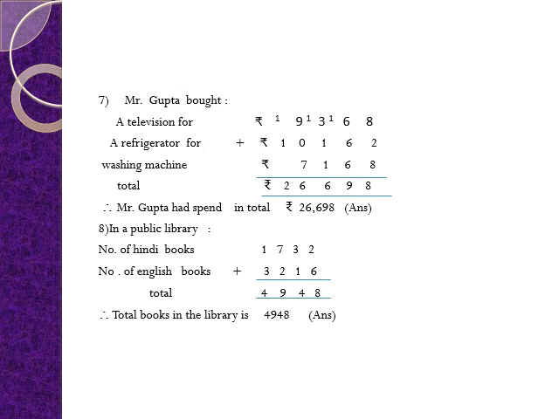Question number 8. In a public library there are 1,732 books in Hindi and 3,216 in English. How many books are there in the library? So we have to write, in a public library, number of Hindi books 1,732, number of English books 3,216, and we have to add both numbers to find the total books in the library.